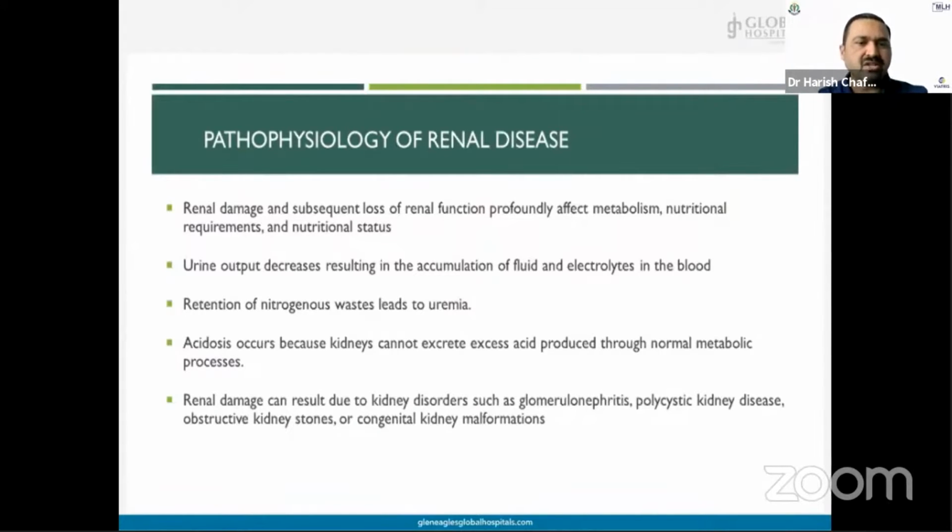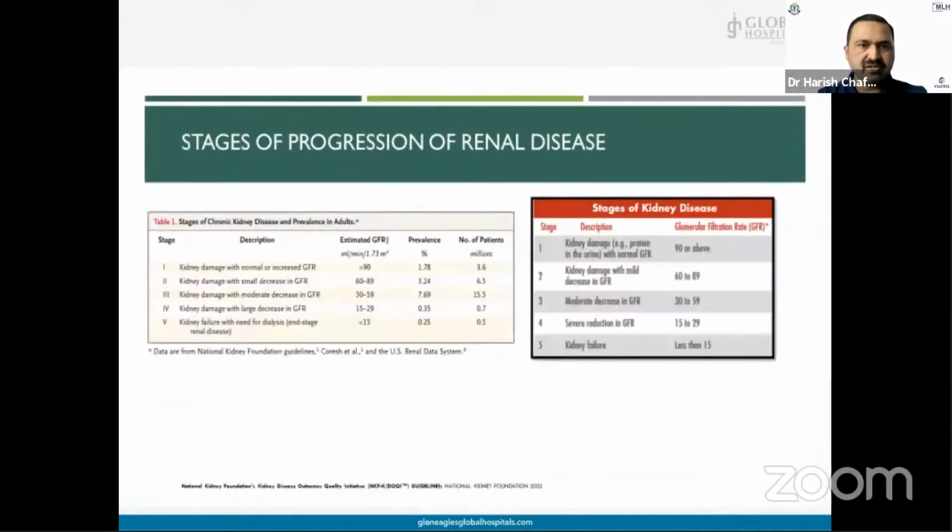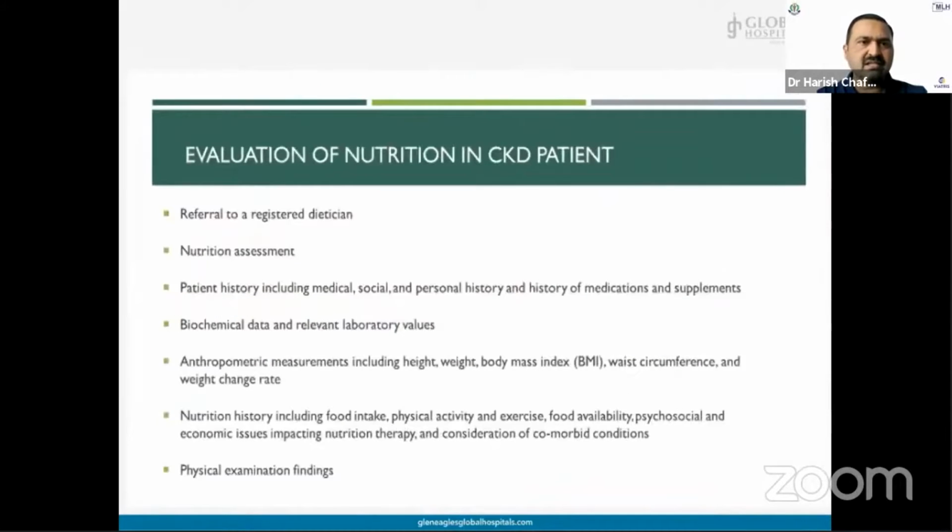Retention of nitrogenous waste leads to uremia, and uremia can lead to uremic gastropathy and a lot of complications, and uremic gastritis, and the appetite goes down tremendously when this happens to the patient. Also, acidosis occurs because kidneys cannot excrete excess acid produced through normal metabolic processes, and renal damage can result from kidney disorders such as glomerulonephritis, polycystic kidney disease, obstructive kidney disease, and congenital kidney malformation. So these are the stages I would not discuss.